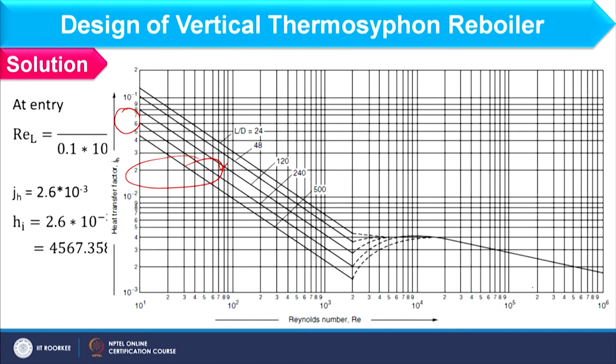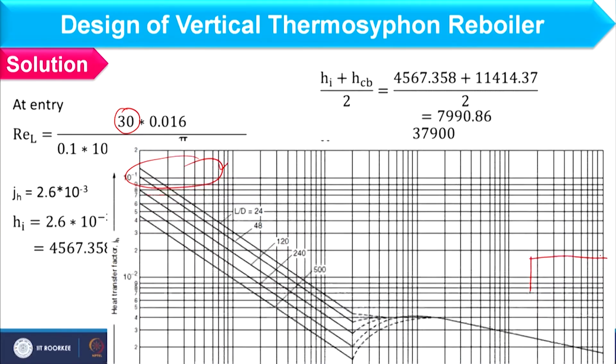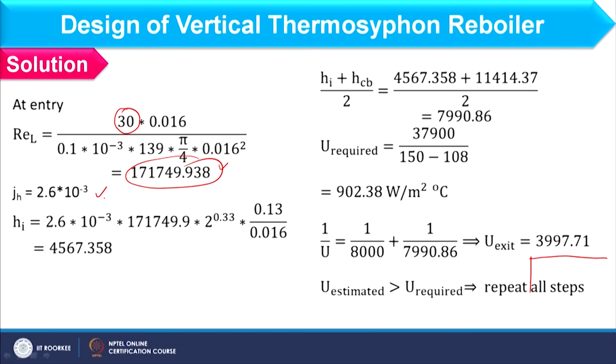So, in this graph you can find out the value. It should be 1.7 into 10 to the power 5. So, somewhere here you will find the value of JH, which comes out as 2.6 into 10 to the power minus 3. So, considering all these values you can find out heat transfer coefficient at inlet condition, which is 4567.358 watt per meter square degree Celsius.